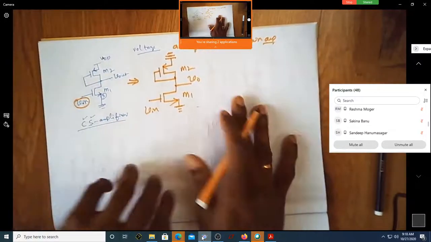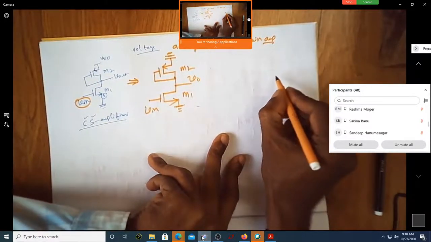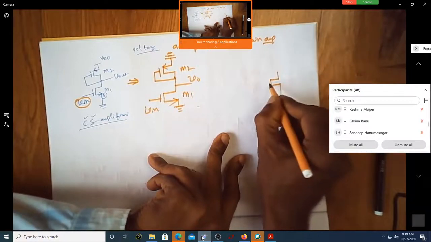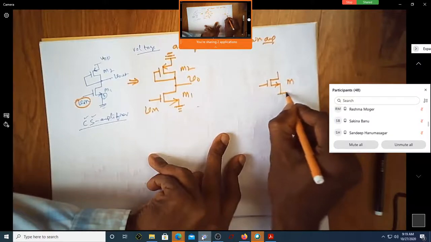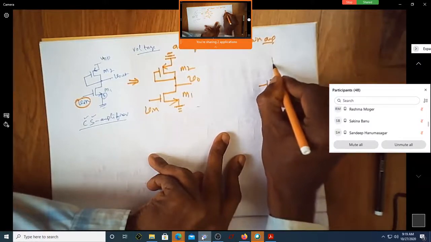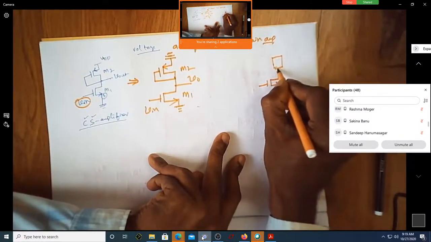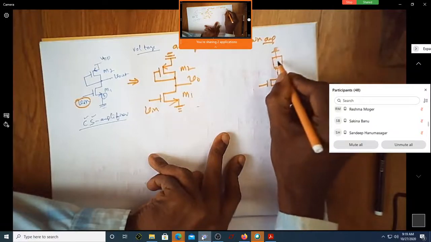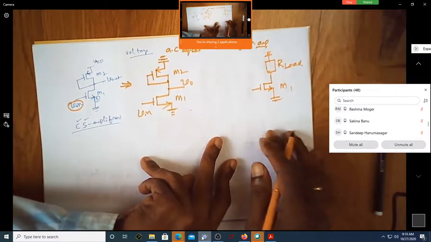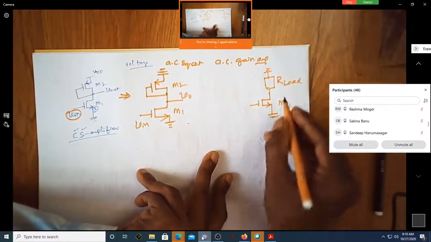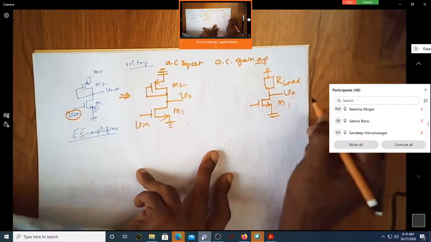But all of you know that for a CS amplifier, you need to have one amplifier with some dimension. Let me call it M1, and the other one is usually the load. Suppose it is, shall I write it as R load here? And I'll take the output here.